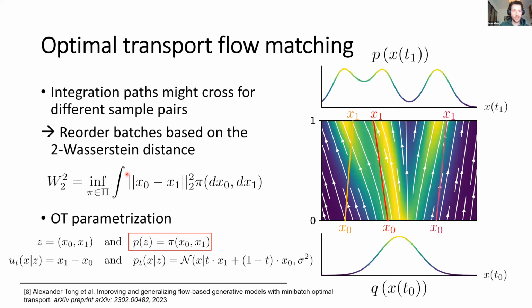And we can do this with a very similar parameterization. The main difference is that we sample Z not independently from the two distributions, but according to this OT plan. And we don't need the global OT plan for this, which is, of course, completely intractable, but we can do it for mini batches. Okay, so this is great for us.